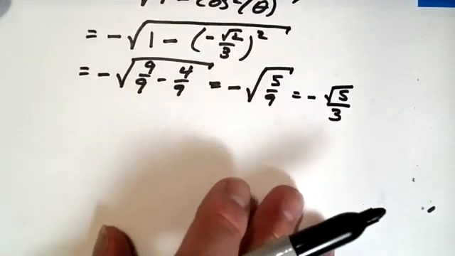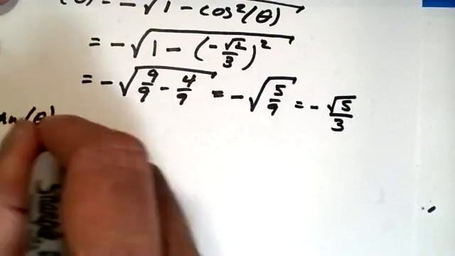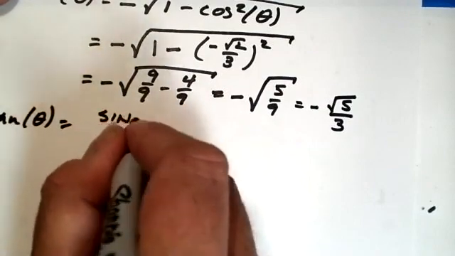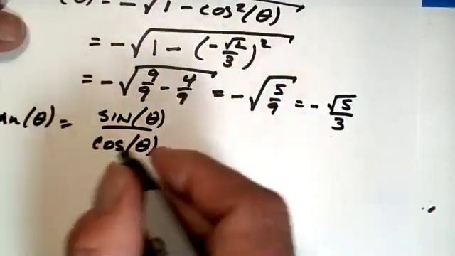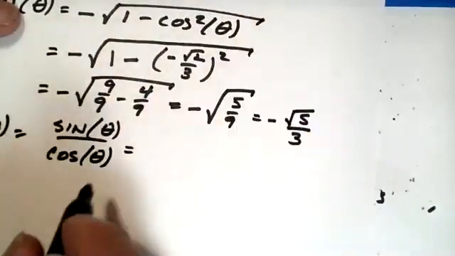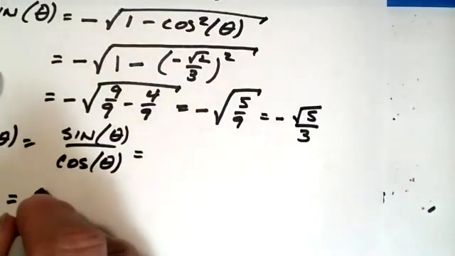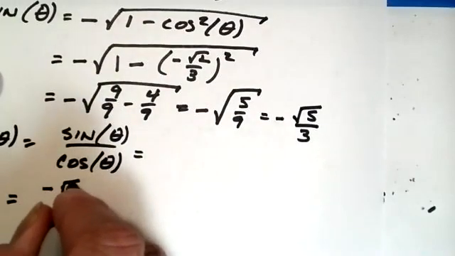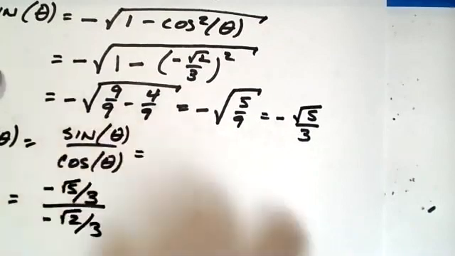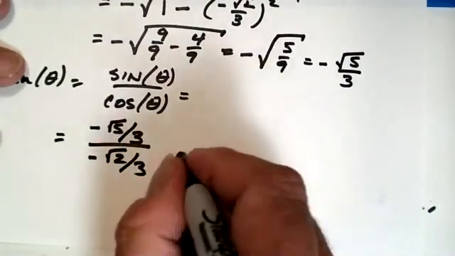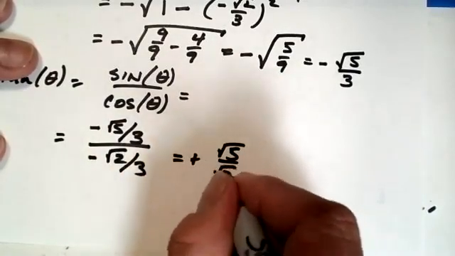Interesting. So what does that tell us about tangent? Well, tangent of theta is equal to, just like we did before, sine of theta over cosine of theta, which happens to be equal to the negative square root of 5 over 3 over negative square root of 2 over 3, which equals positive square root of 5 over square root of 2.